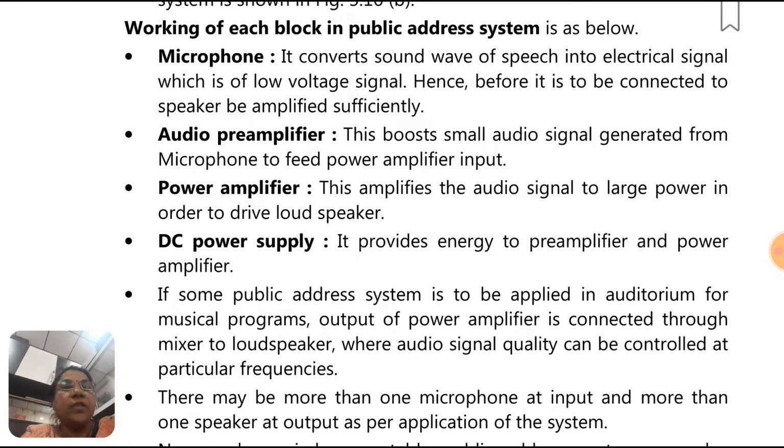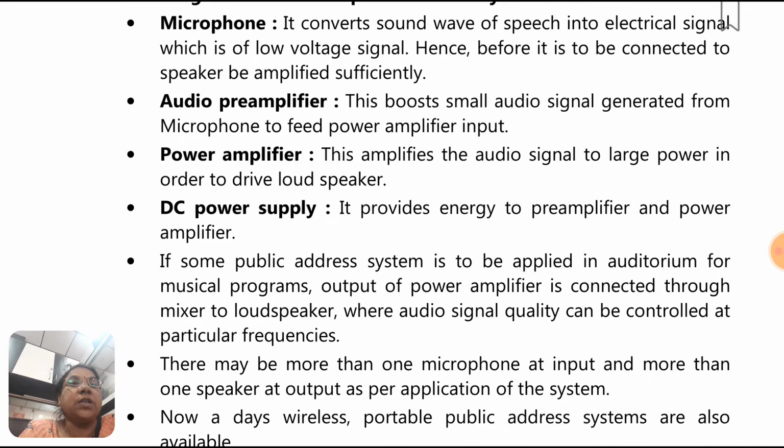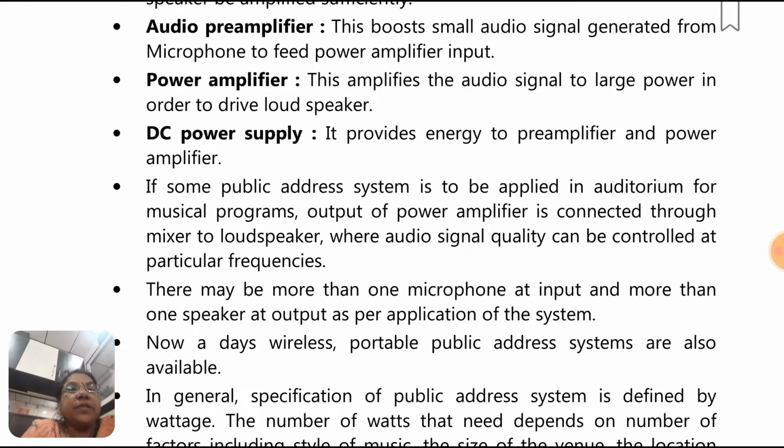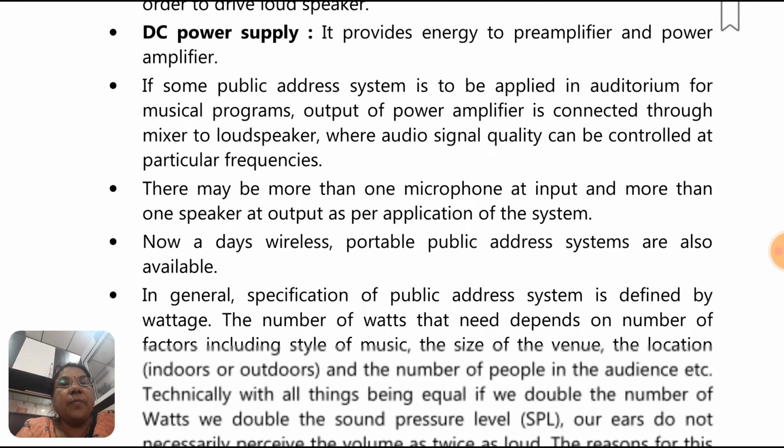Now, the working of each block in a public address system is as below. Microphone: it converts the sound wave of speech into an electrical signal, which is a low voltage signal. Hence, before it is connected to the speaker, it has to be amplified sufficiently. Audio preamplifier: this boosts the small audio signal generated from the microphone to feed the power amplifier input. Power amplifier: this amplifies the audio signal to large power in order to drive the loudspeaker. DC power supply: it provides the energy to the preamplifier and power amplifier.